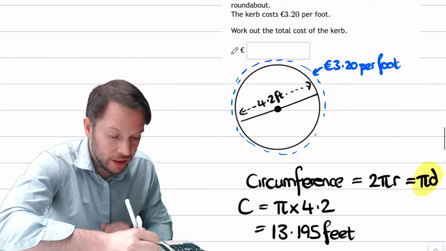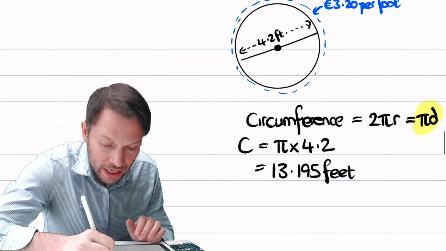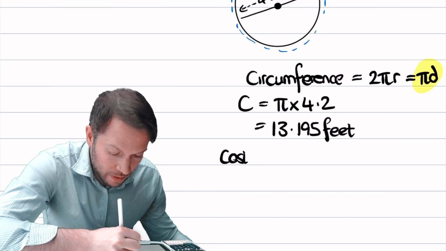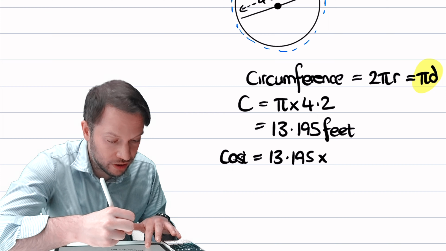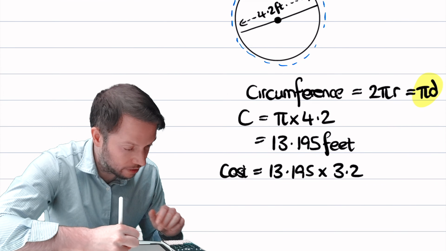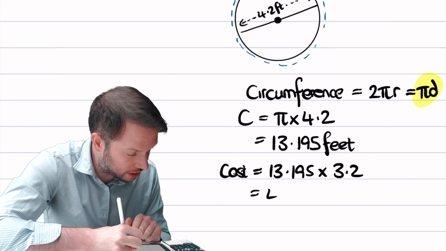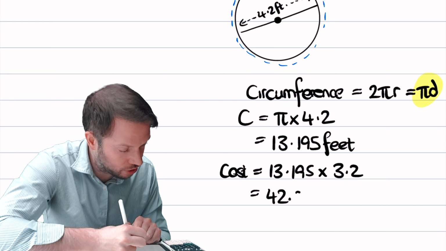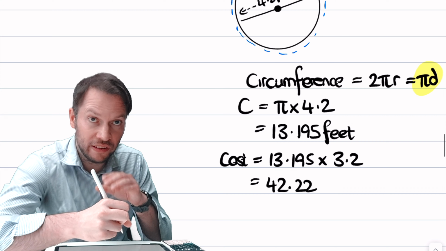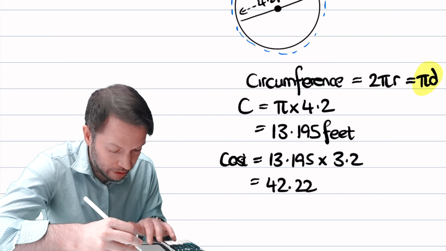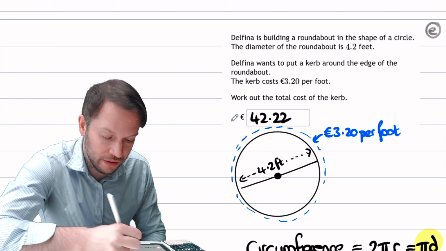Now it costs €3.20 per foot, and we got this many feet, so we need to times the circumference 13.195 by the cost per foot, which is €3.2, and if we do that, that gives us as a decimal 42.22. And what does it want it to? Well, euros go into cents, so we need the hundredths digit, so it's going to be 42.22 euros, and that is the final answer.